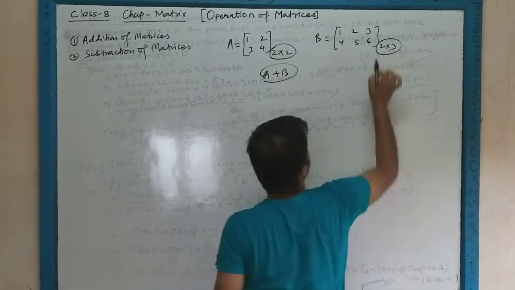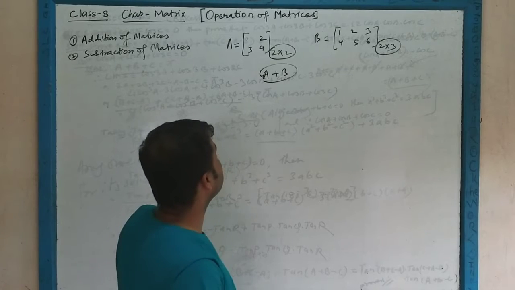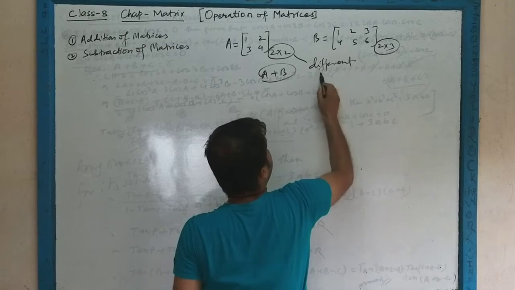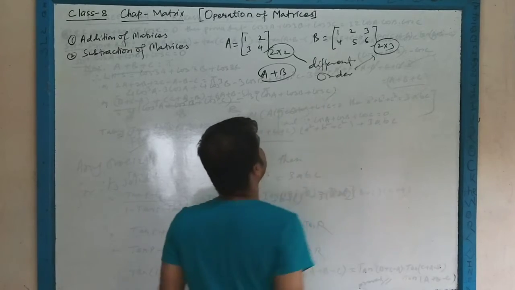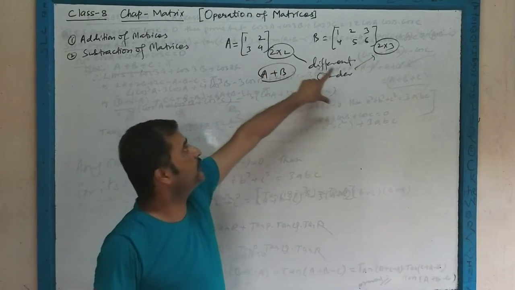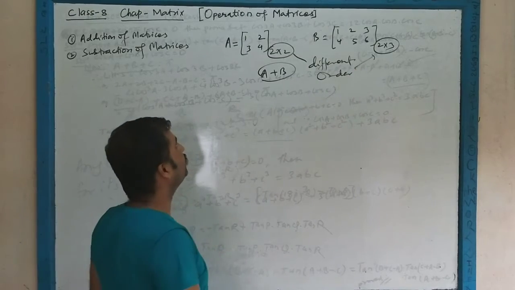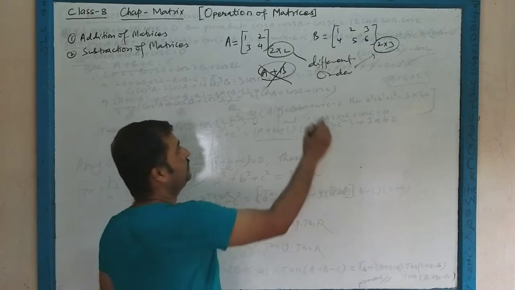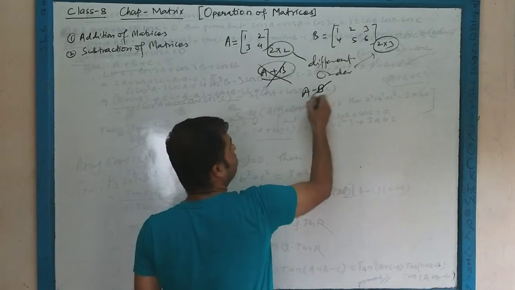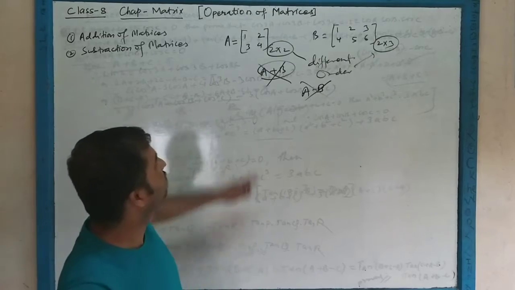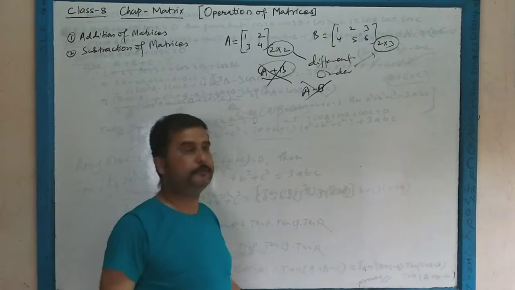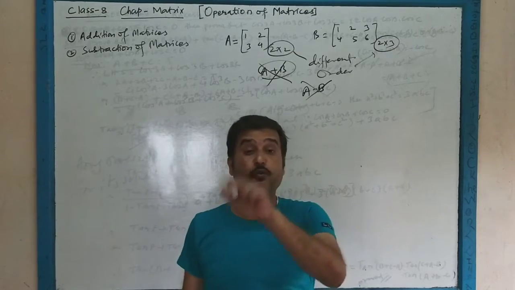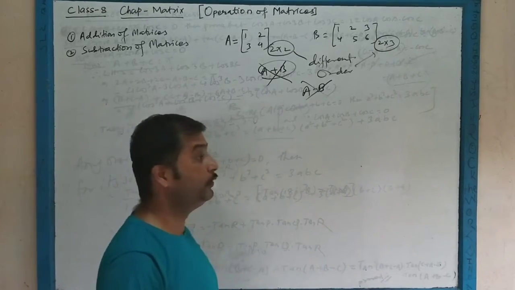One is of order 2 by 2, another is of order 2 by 3. They have different order. So A plus B, addition of two matrices, is not possible. Similarly, the subtraction of two matrices is also not possible because they have different order. So when can two or more than two matrices be added? When they have the same order.